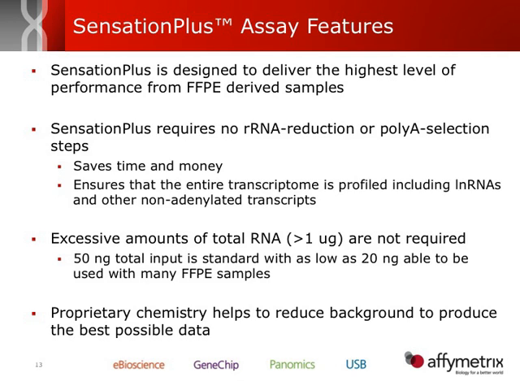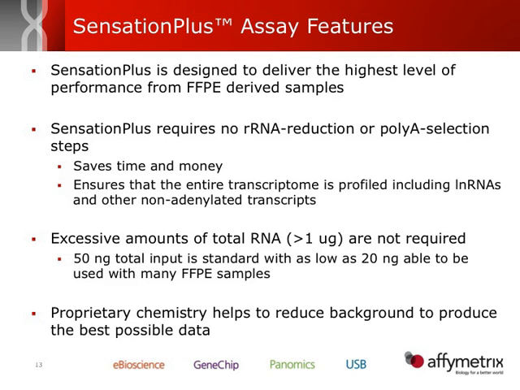So let's switch gears a little bit, and we'll go to the second reagent option, or the second assay option, which we call Sensation Plus. Sensation Plus is designed to work with FFPE, or formalin-fixed paraffin-embedded derived RNA. So again, as with the WT Plus, Sensation Plus requires no ribosomal RNA reduction or poly-A selection. So again, it saves time and money and allows you to do fewer manipulations to your RNA to make sure that you get the highest quality results at the end.